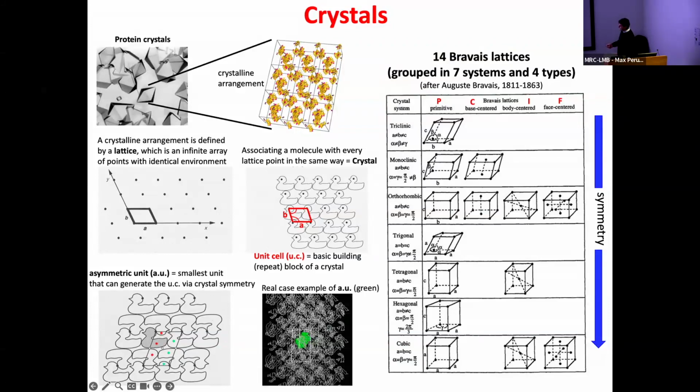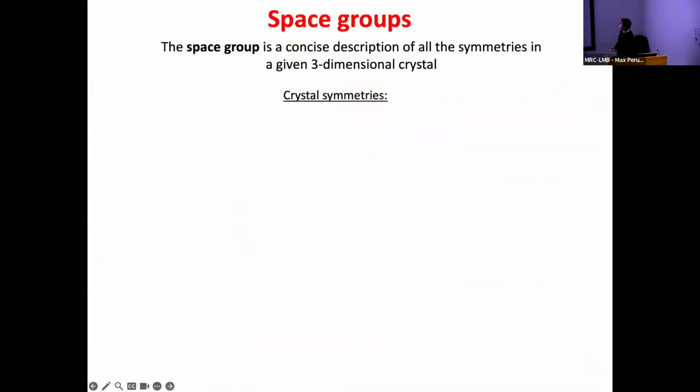This is a real example. That's how your protein crystals look when you solve the structure. So you need to become familiar with the words space group. You will hear this a lot in crystallography, and the space group of a crystal is just a concise description of all the symmetry in the given 3-dimensional crystal.